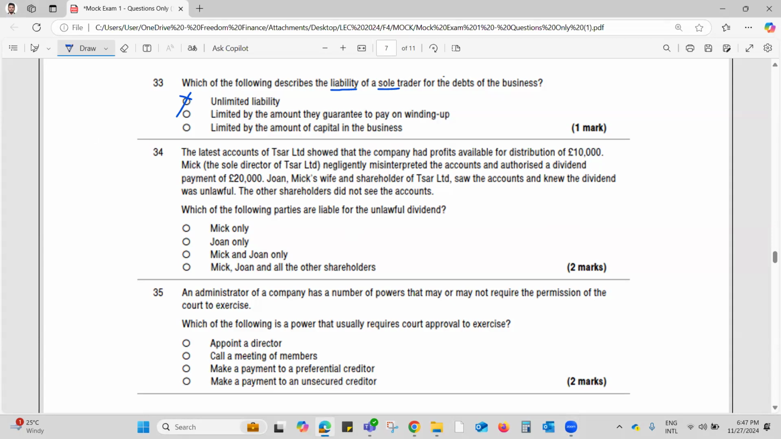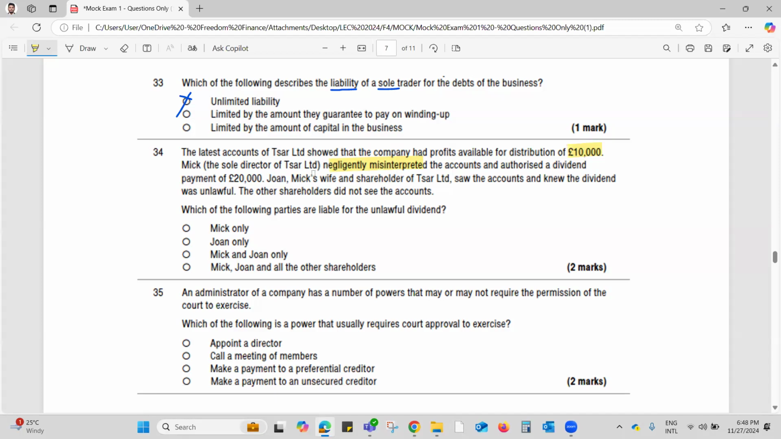However, question number 34. Let's understand what they are trying to ask here. The latest accounts of TISA Limited showed that the company had profits available for distribution of 10,000 pounds. Mick, the sole trader director of TISA Limited, negligently misinterpreted the accounts and authorized a dividend payment of 20,000 pounds. Okay, this is his negligence.